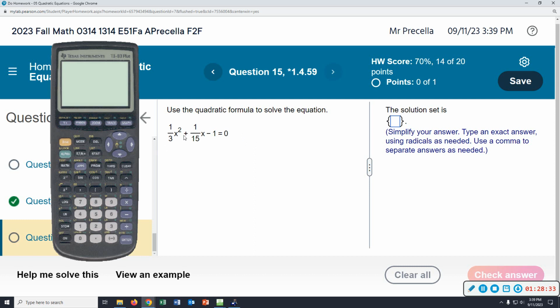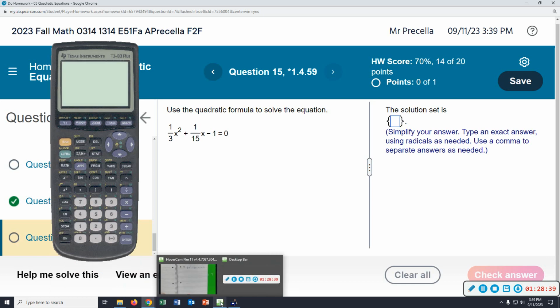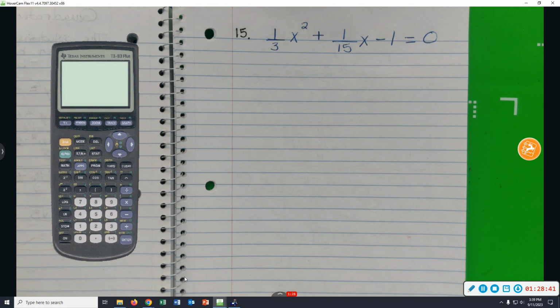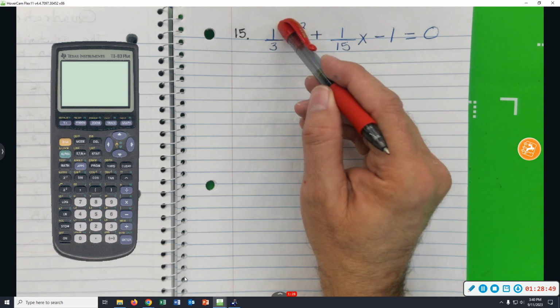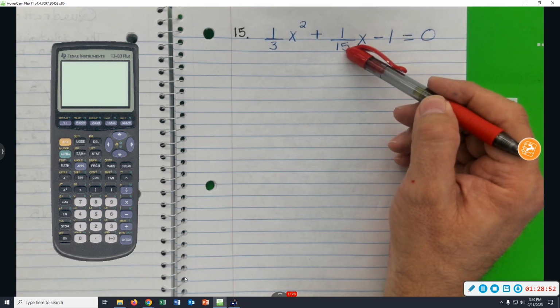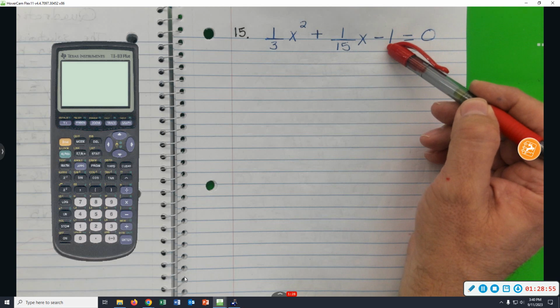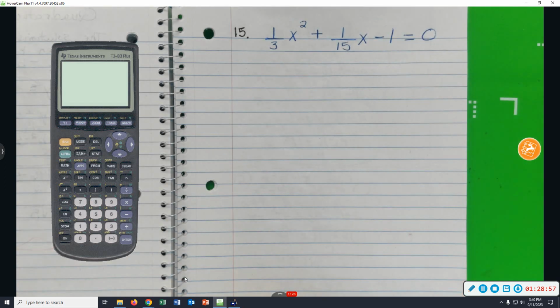1/3 x squared plus 1/15 x minus 1 equals 0. Theoretically, there's no reason you can't jump into the quadratic formula. Is this in standard form? Yeah. So if you want to say A is 1/3, B is 1 over 15, C is -1, then you go for it. It's going to be a huge, huge mess. So, as Tim was saying, you can multiply both sides of the equation by any number you want except 0. If you did that, you'd have 0 equals 0.